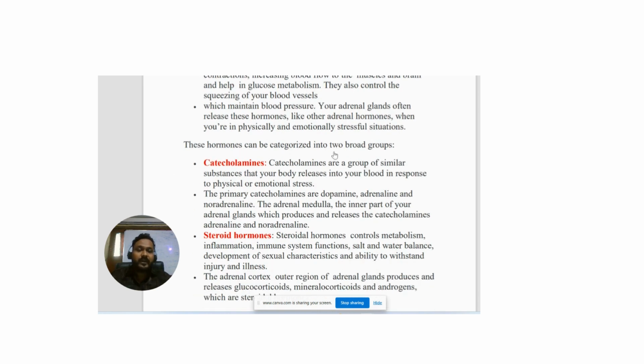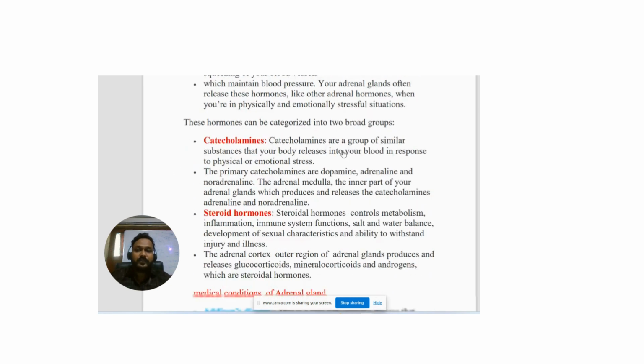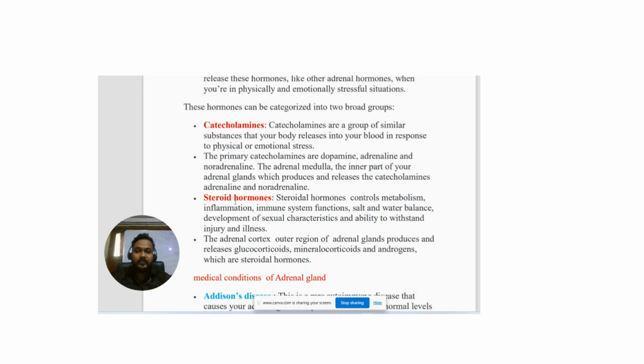These hormones can be categorized into two broad groups, catecholamines and steroidal hormones. Catecholamines are a group of similar substances that your body produces into your blood in response to physical and emotional stress. The primary catecholamines are dopamine, adrenaline, and noradrenaline. The adrenal medulla, the inner part of your adrenal gland, produces and releases the catecholamines adrenaline and noradrenaline.